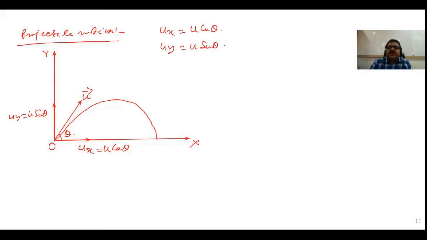Correct? Now, let us try to find out first the maximum height reached by the projectile. So, this is the maximum height reached by the projectile. Okay. So, let me write it. Small h is the maximum height. Okay. And this is what? Motion along y-axis. Correct? So, maximum height.